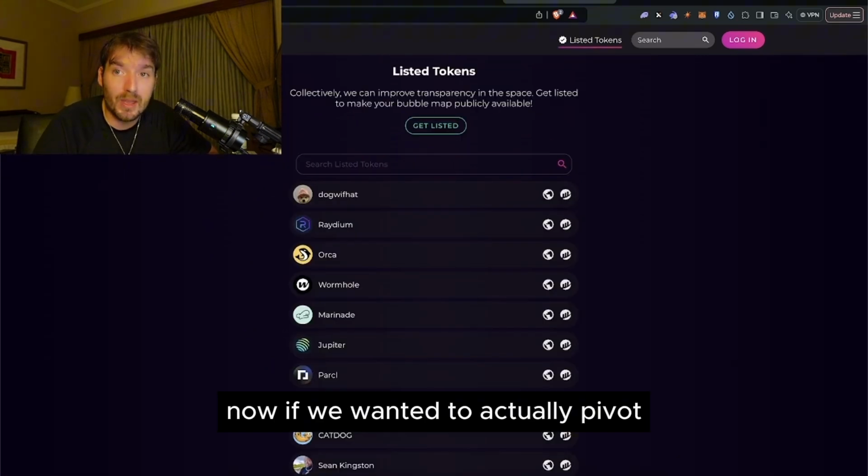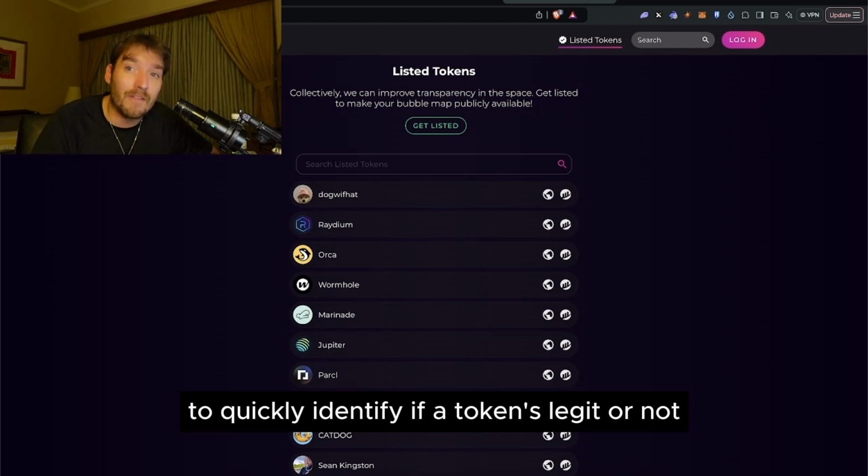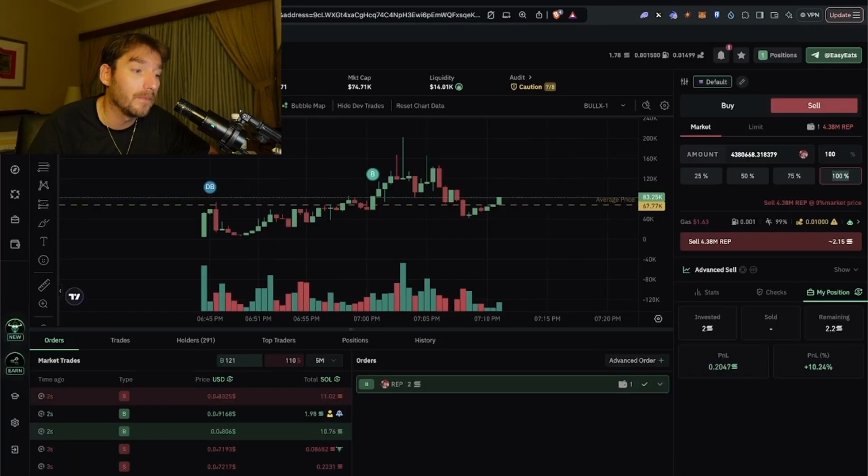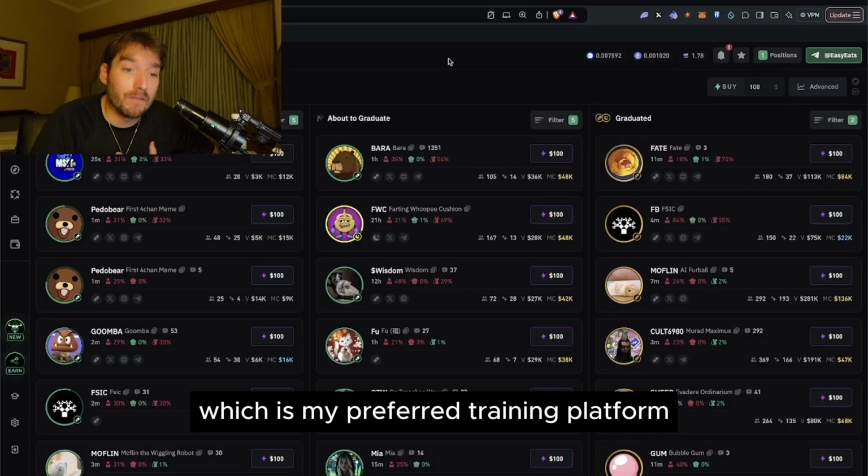Now, if we wanted to actually pivot and see how we can use this in real time trading meme coins to quickly identify if a token's legit or not, something like BullX, which is my preferred trading platform.